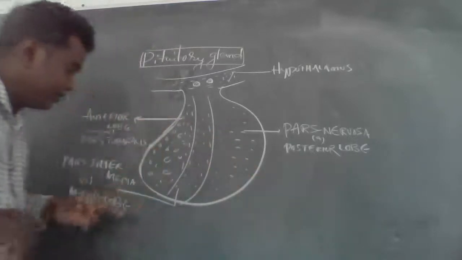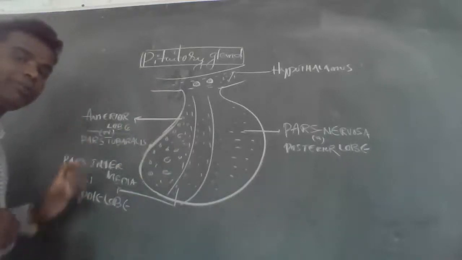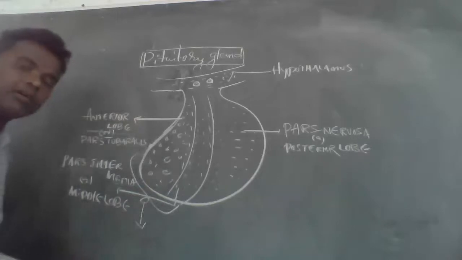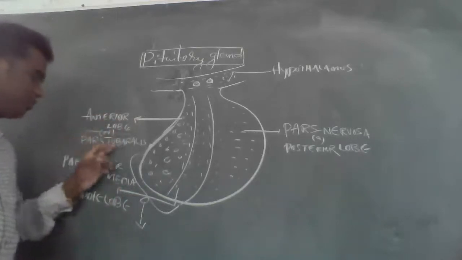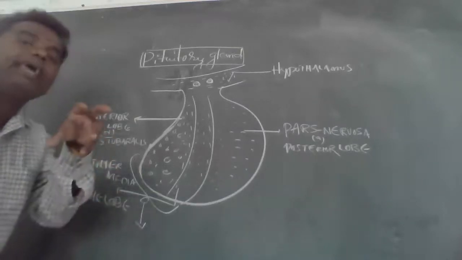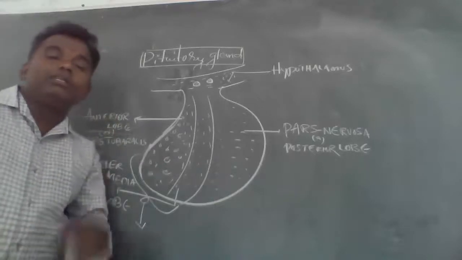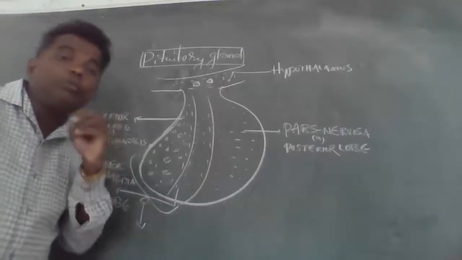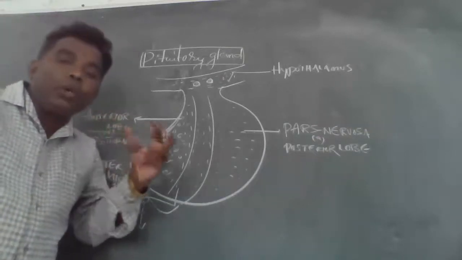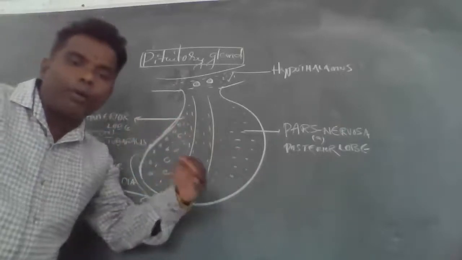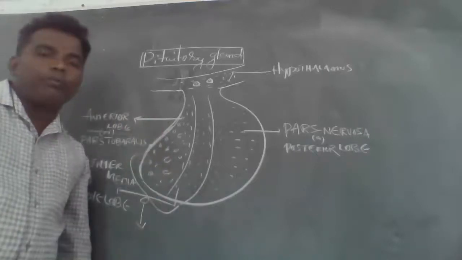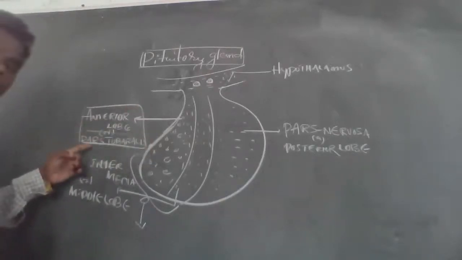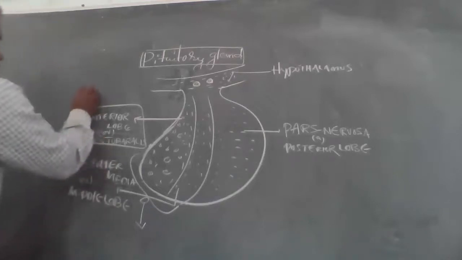So that means what? Pars tuberalis, the anterior lobe, and the middle lobe, pars intermedia, are present in Rathke's pouch. So Rathke's pouch contains two parts. One is the adenohypophysis and the second one is the intermediate lobe. So that means the anterior lobe, pars tuberalis, is present in that Rathke's pouch. That part is called what?